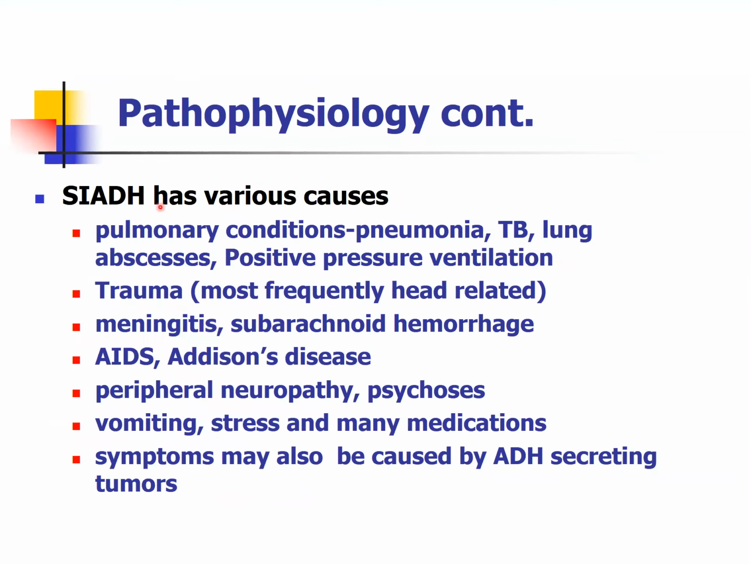Now, let's see what else can cause this syndrome of inappropriate ADH secretion. Certain pulmonary conditions such as pneumonia, tuberculosis, abscesses in the lung, or positive pressure ventilation, if you have some artificial ventilation, or trauma, most frequently head-related trauma, meningitis, subarachnoid hemorrhage, AIDS, Addison's disease, peripheral neuropathies, psychosis, vomiting, stress, and the syndrome may also be caused by ADH-secreting tumors as well. So these are the different causes of SIADH.